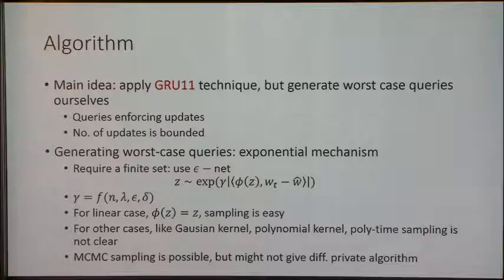However, for generating these worst-case queries we need to use the exponential mechanism, and that leads to trouble because now we need to sample from a distribution of this type, and all we know is that the inner product of phi of z and w_t is characterized by the kernel function, for which we have a certain parametric form, but we do not know how to efficiently sample from this distribution. This distribution is neither log-concave nor log-convex. It's a very arbitrary distribution even for very simple kernels like the Gaussian kernel or the polynomial kernel.